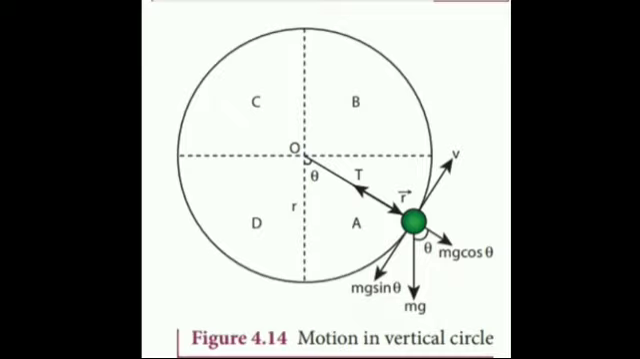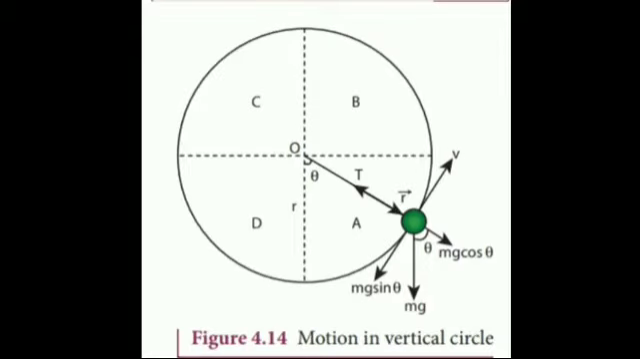It makes an angle theta with the vertically downward direction, and there are two forces acting on the mass. First one, gravitational force which acts downward. Second one, tension along the string. Here, applying Newton's second law on the mass, in the tangential direction, mg sin theta is equal to ma. In the radial direction, T minus mg cos theta is equal to ma radial.